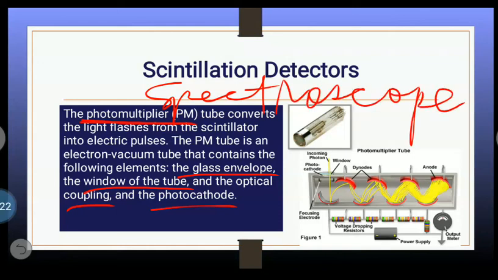I hope you can read my handwriting. So basically, this portion with the aluminum is the scintillator. It emits the light. The light that is produced is focused to one portion, the window. Then this is the glass envelope, which we will discuss.